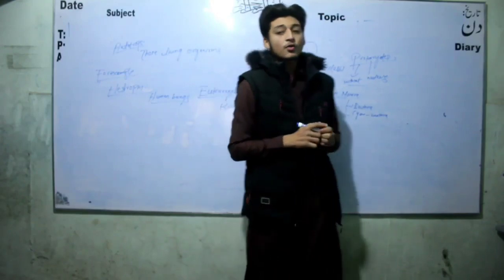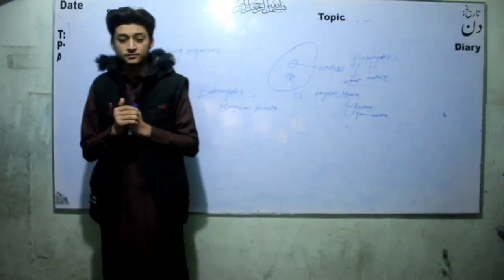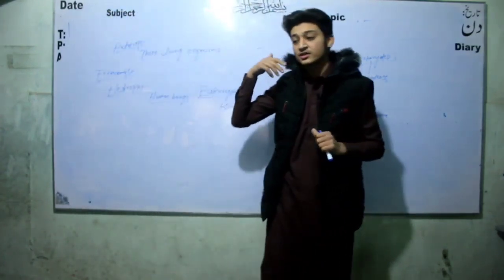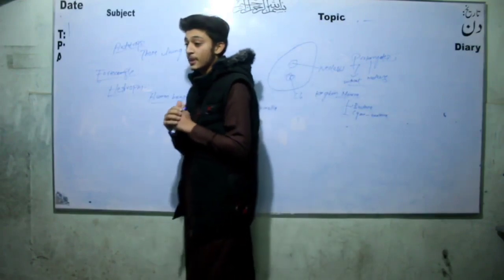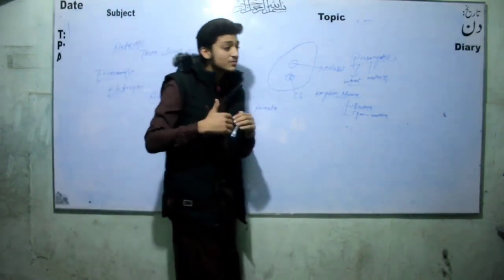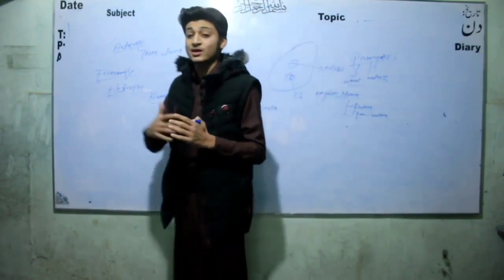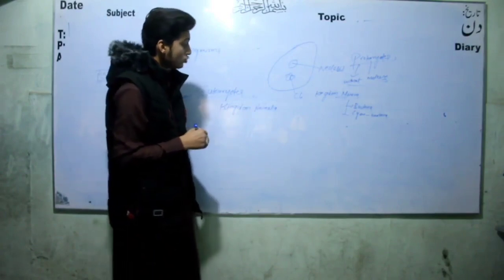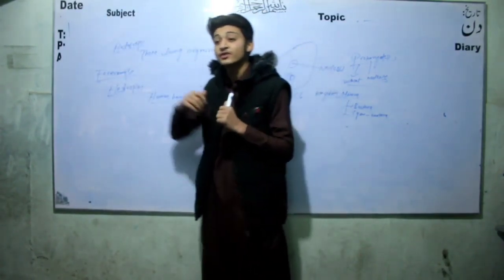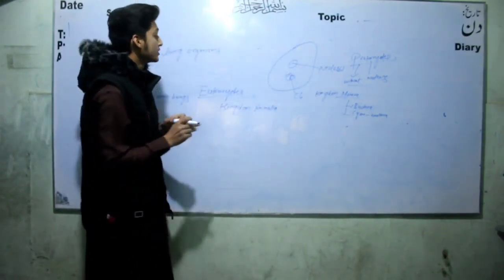Can anyone tell me how many different kinds of cells our body is made up of? Our body is made up of 200 different kinds of cells and about 10 trillion cells. Allah Almighty has made our cells different from each other, 200 different kinds of cells.